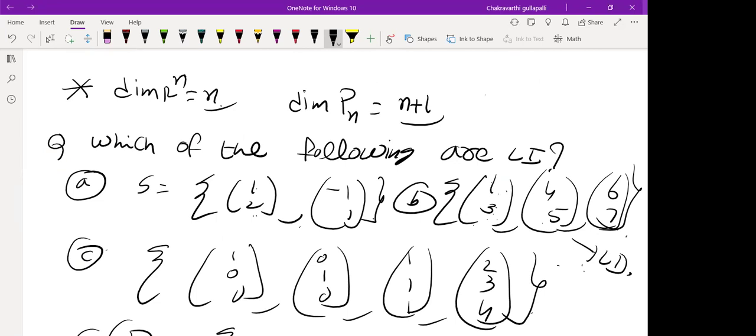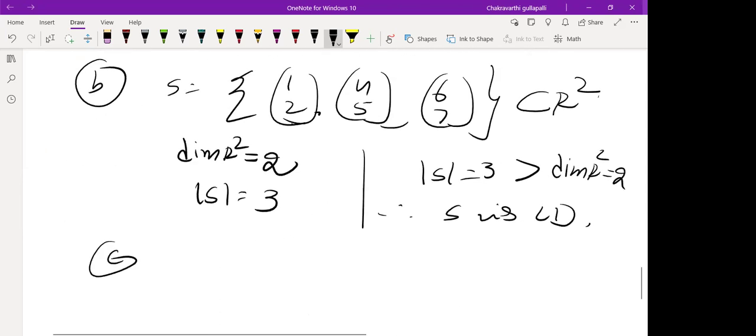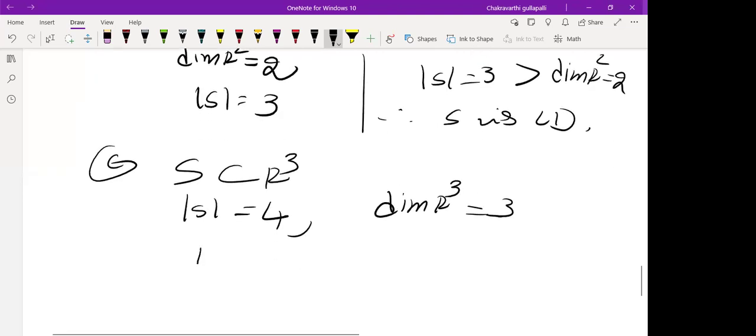Again, when you look at it, how many components are there? 3. How many vectors are there? 4. This is a subset of which space? R3. So in C, the set is a subset of R3 because the components are 3. How many vectors are there in S? 4 vectors. What is the dimension of R3? 3. Now, S contains more vectors than the dimension. Therefore, automatically it is linearly dependent.